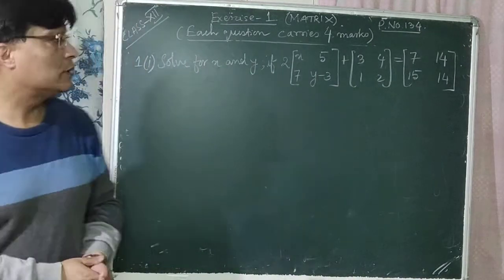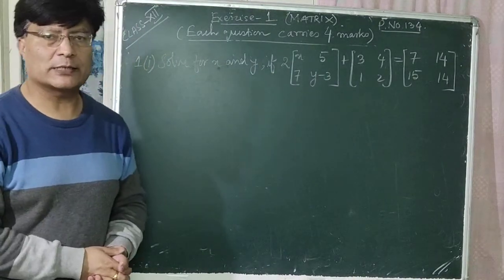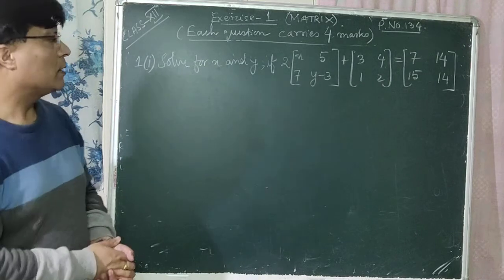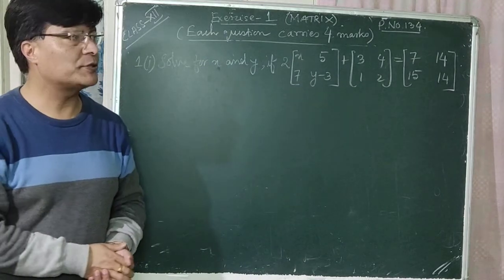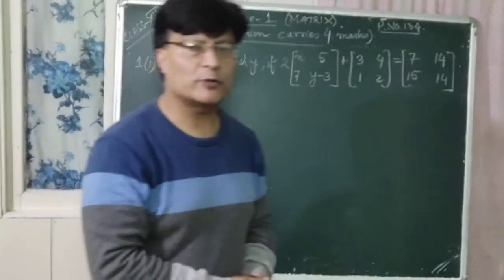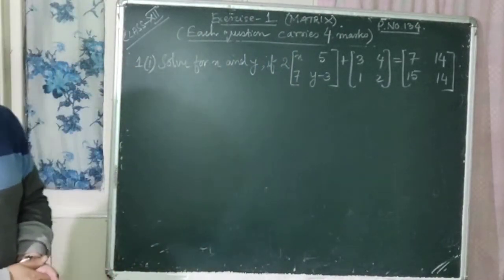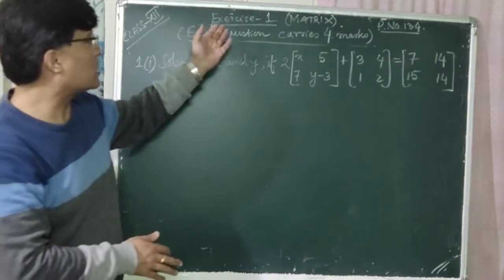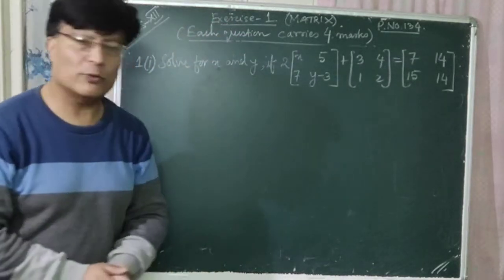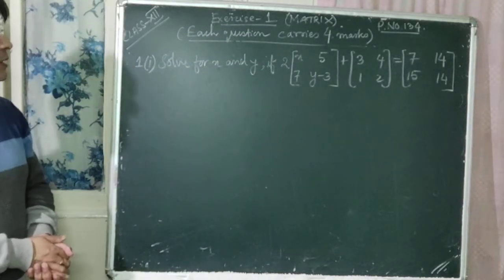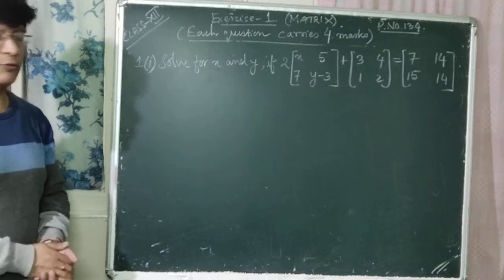Hello students. So today I am doing class 12 science. The topic is matrix. So in the last class also we were doing the same topic, matrix. So this is your continuation class. Okay. So same exercise 1, page number 134, and here each question carries 4 marks now.